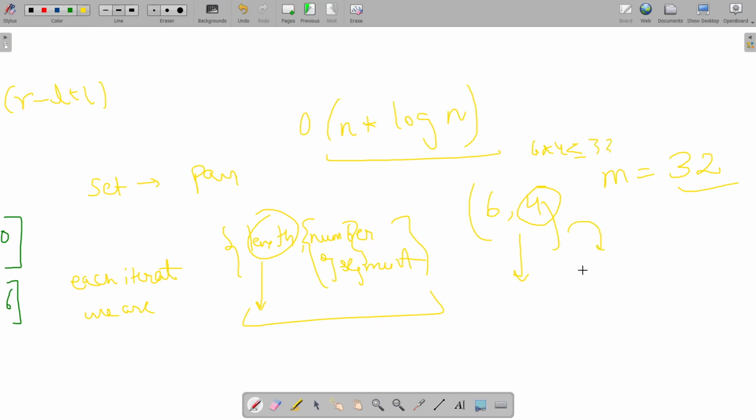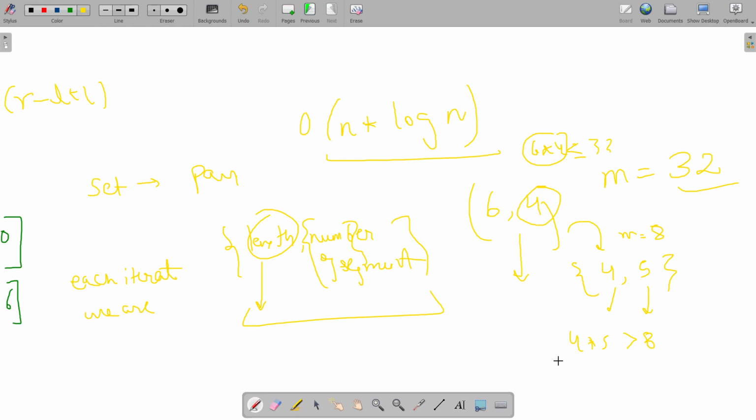Then you will go to the next. Suppose your m will reduce to 8 after that, because 24 elements are already filled here, so you're left with m equal to 8. Suppose the next value was something like 4 comma 5. So basically you had 5 segments of length 4. Now of course you cannot fill all of these, because in that case 4 into 5 is greater than 8, right?